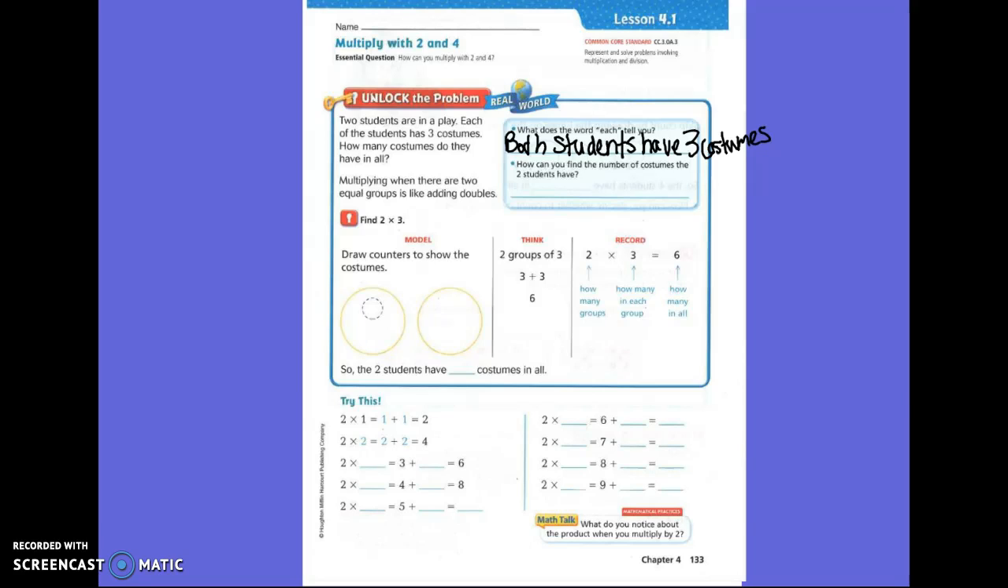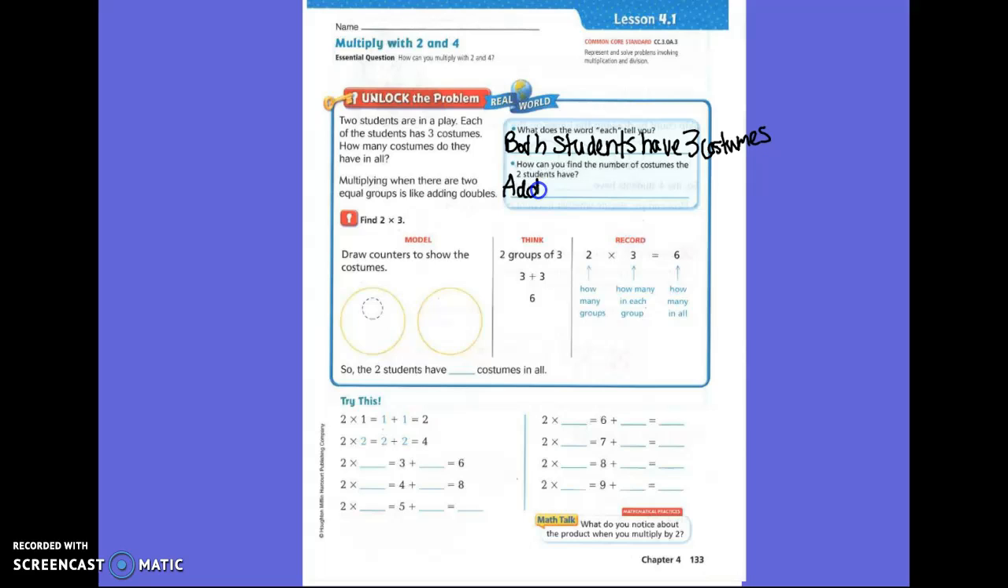Now, how can you find the number of costumes that both students have? What are we going to do to find this answer? 2 students have 3 costumes. How are we going to find this answer? Instead of adding, okay, yes, we can add. We can add 3 2 times. We did do that last time, right? We added, and then what else can we do instead of adding? Yes, multiplying, which is related. They go together.